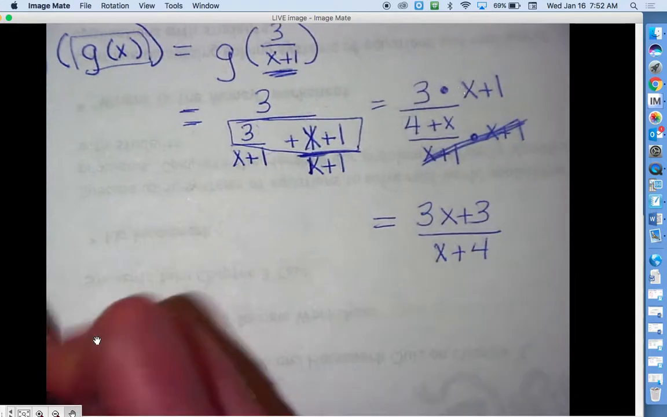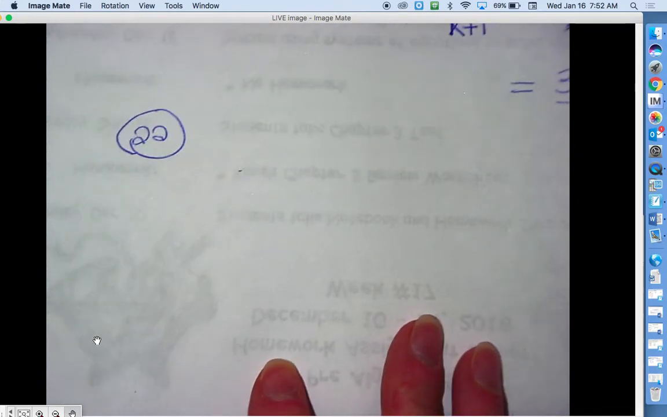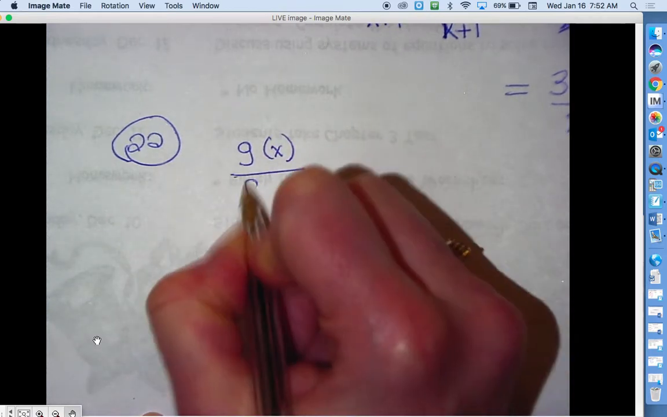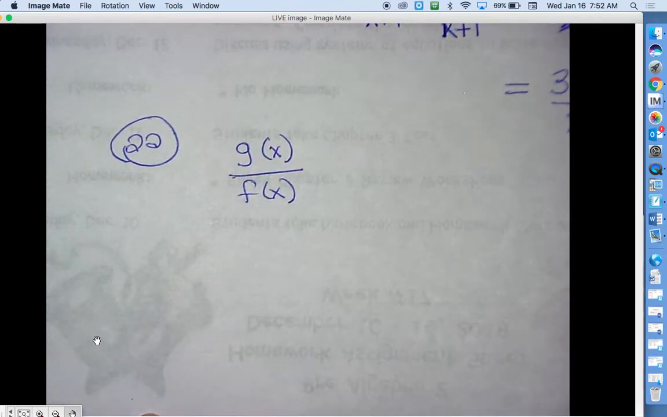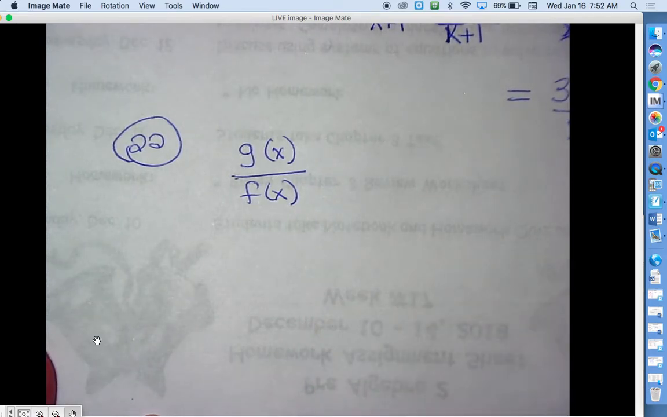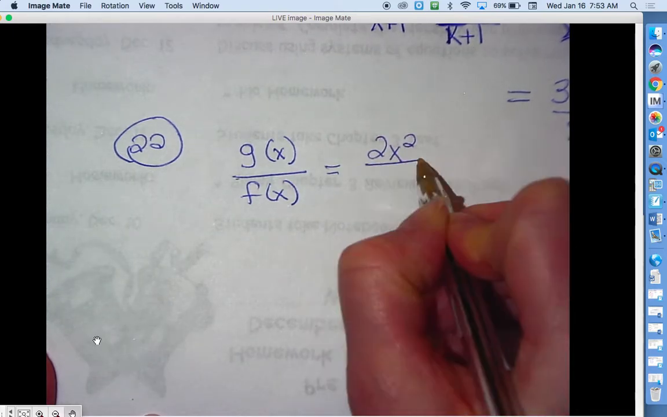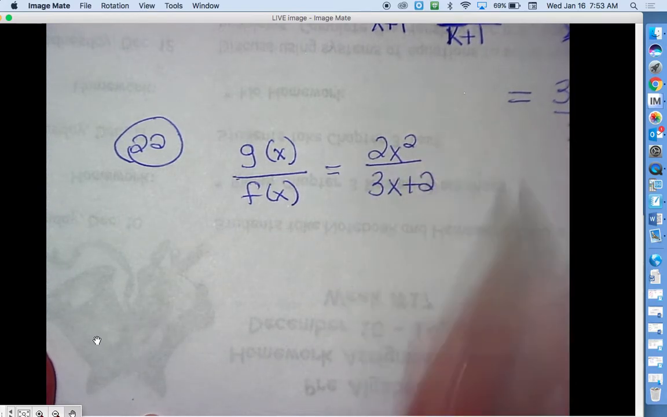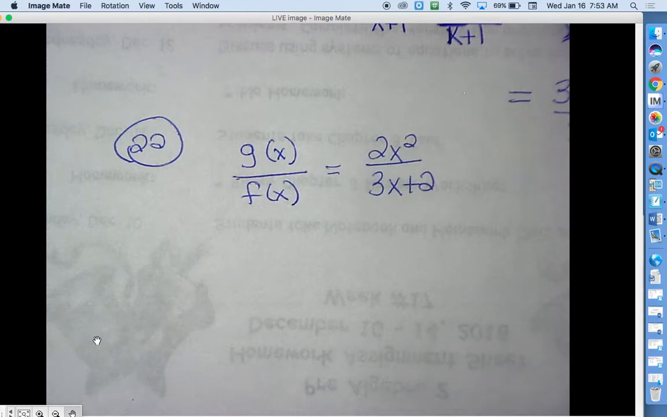22? So 22 says we're taking g of x divided by f of x. Melanie, can you tell me what you plugged in for g of x? 2x. And what did you plug in for f of x? F of x.